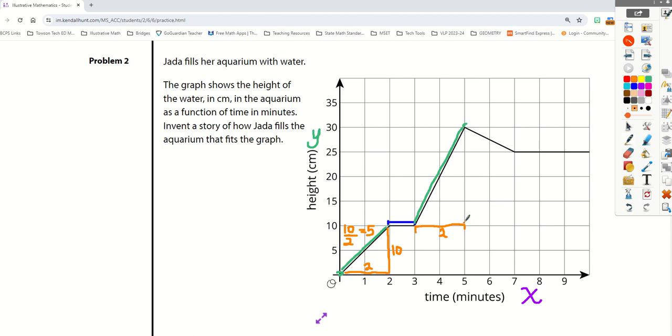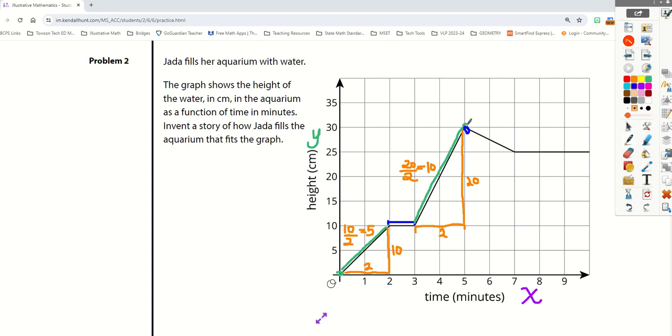But my height is 5, 10, 15, 20. So now I'm filling this tank up at a quicker rate. My slope is actually 20 over 2, which is 10. So for this line, she's filling it at 10 centimeters per minute. So the water is definitely filling up faster. Okay, then she gets to this point here and she stops.